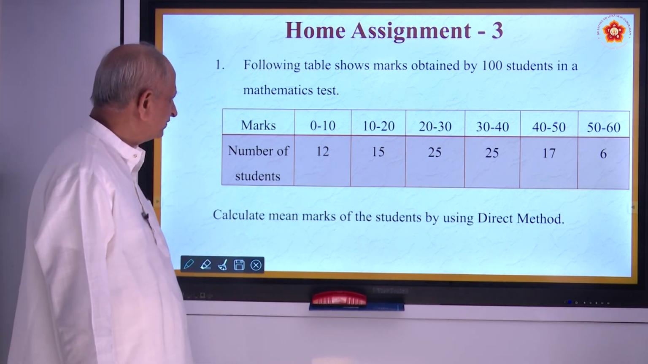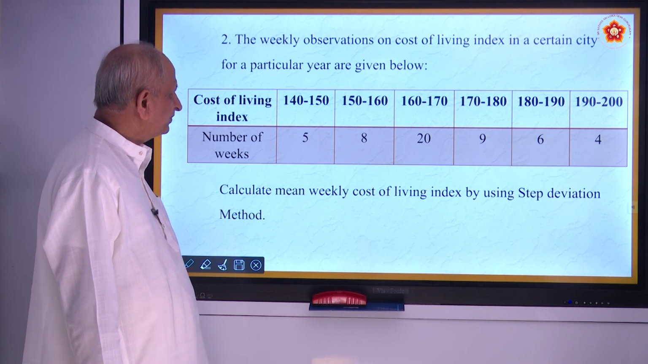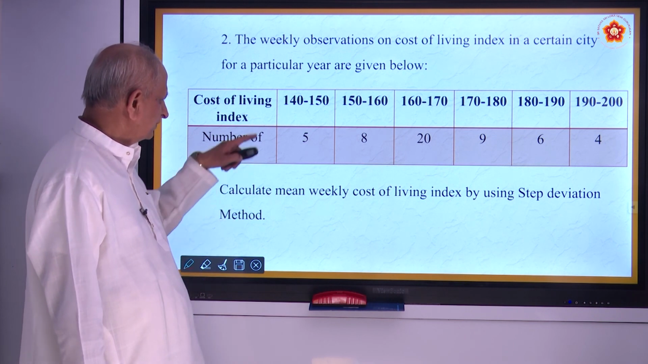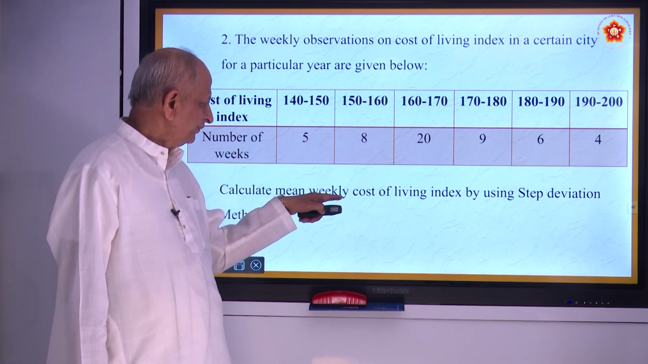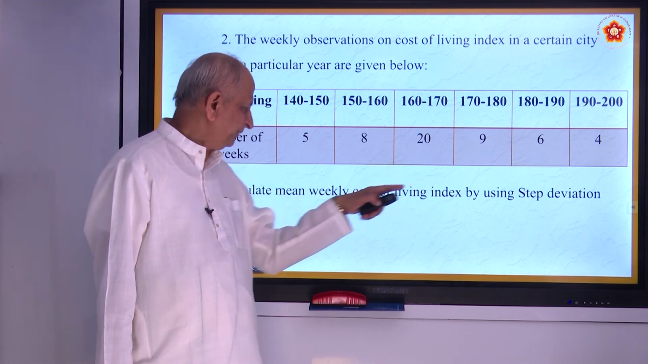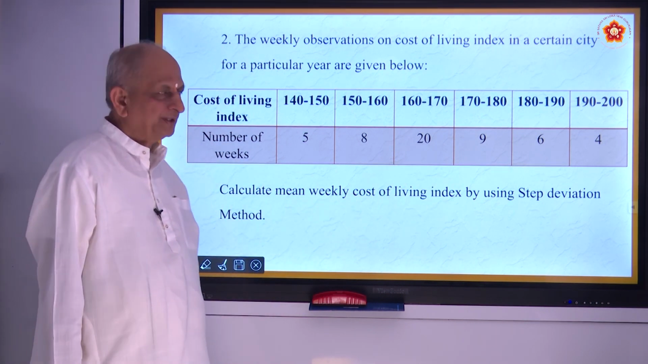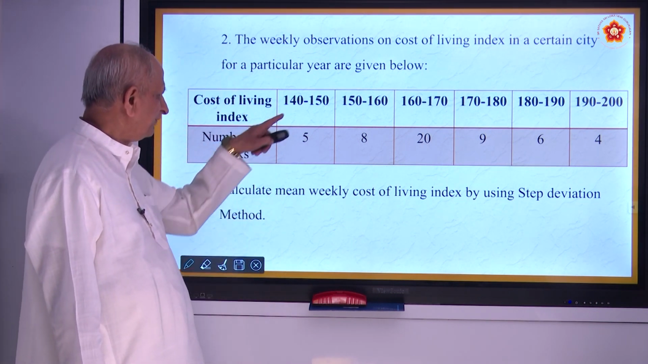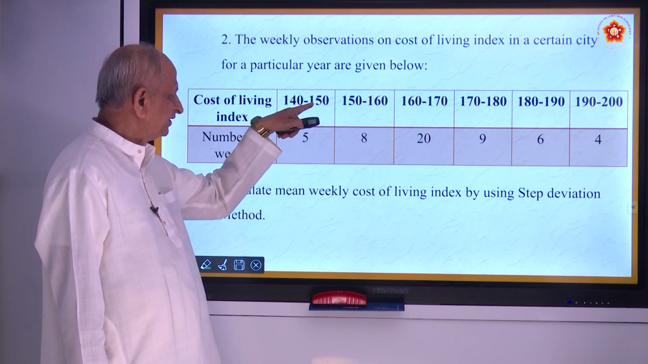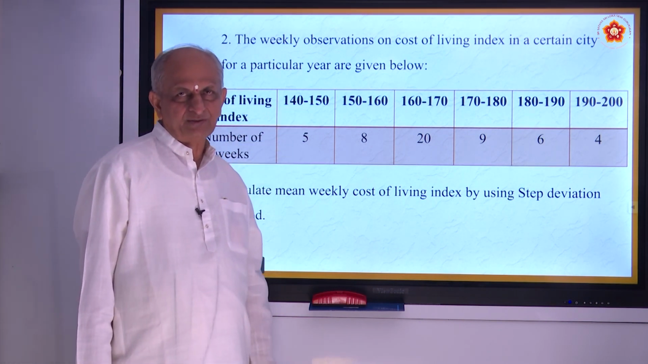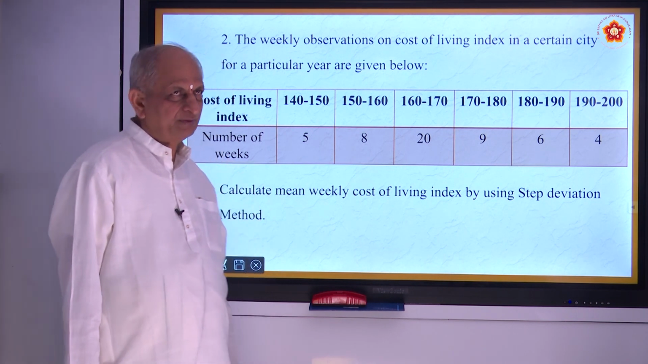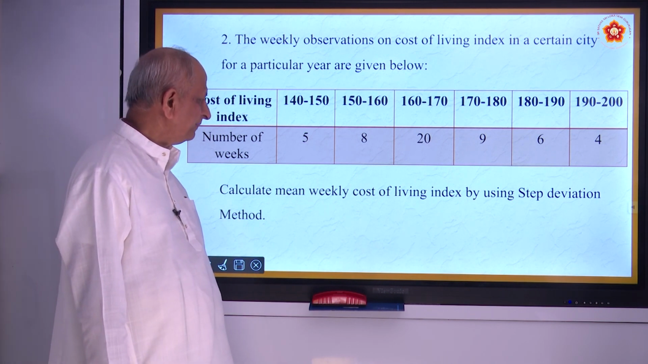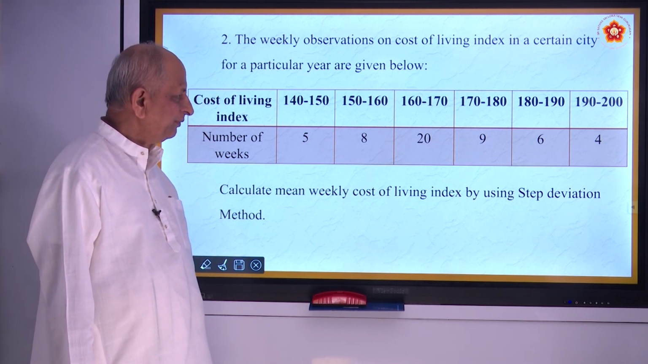And then the second question. Weekly observations of cost of living in a certain city for a particular year are given. Calculate the mean weekly cost of living index by using the step deviation method. Step deviation. Okay. So you have to find deviations here. For that you have to find the average of these two. Is it not? You have to find xi, and then you can do it by the step deviation method. Okay.